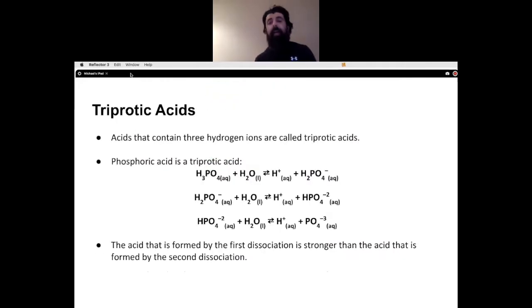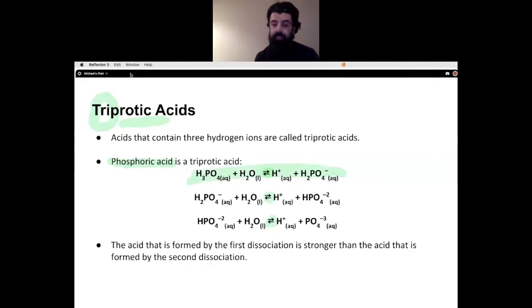Okay, and lastly, triprotic acids. Triprotic acids have 3 protons, as we have here with phosphoric acid, and the same thing here. The difference here, though, is that because it is a slightly weaker acid, it will dissociate and go back and forth. Notice that we're going to have the first dissociation. This is going to be the strongest of the dissociations.